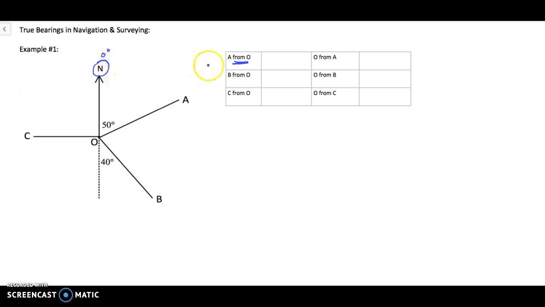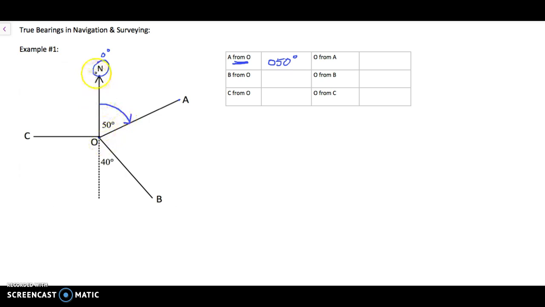So I first want to find the true bearing of A from O. So I'm at O, facing north, so I want to go clockwise until I get to A. There I am. So if I'm facing and going to walk towards point A, I'm going to move on a bearing of 50 degrees. So using our 3 digits, 050.